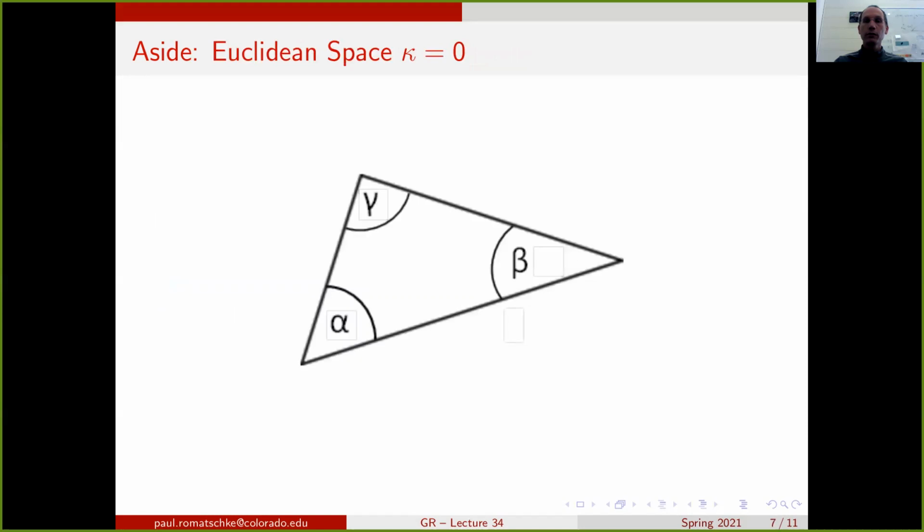What do these correspond to? Well, you can picture these 3 different scenarios by basically drawing a triangle in these geometries and looking at the sum of angles. In Euclidean space, where kappa is 0, if we draw a triangle with angles alpha, beta, and gamma, Euclidean geometry ensures that the sum of the angles of the triangle is exactly equal to 180 degrees.